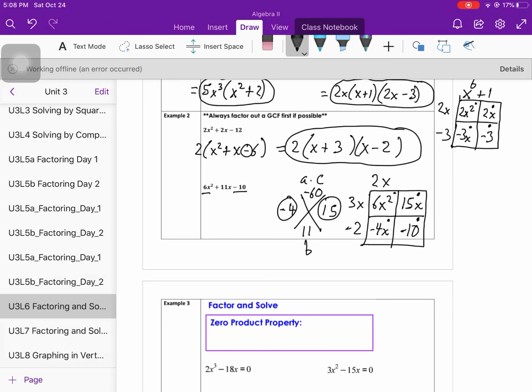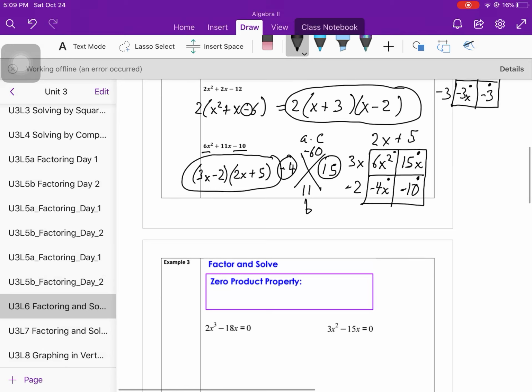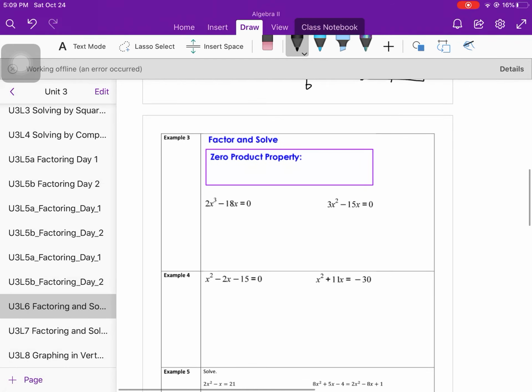And then down here, 15x and negative 10. One's positive, one's negative, so we're going to take out a positive number, and that's going to be positive 5. So there's our factors. We get 3x minus 2 and 2x plus 5. And if we wanted to check our work on that one, we definitely could multiply those back together. Okay, I'm going to continue on here.